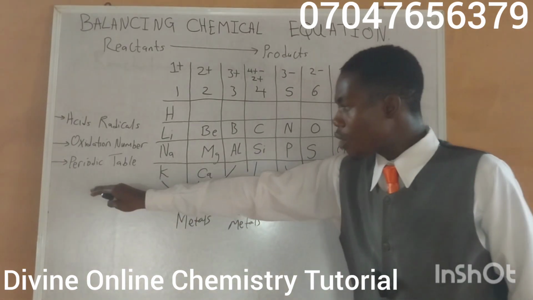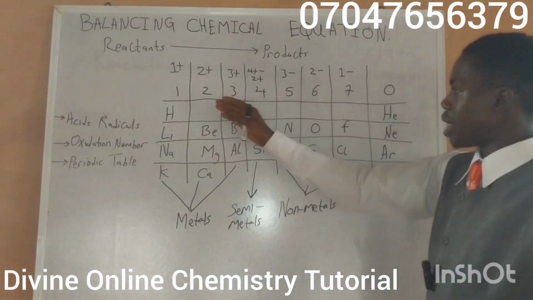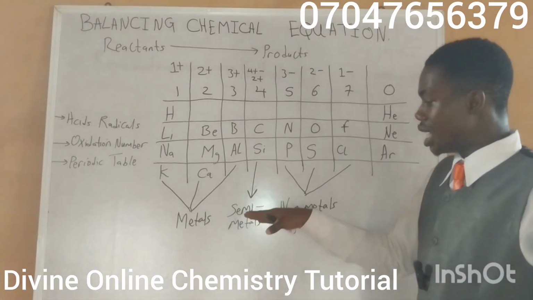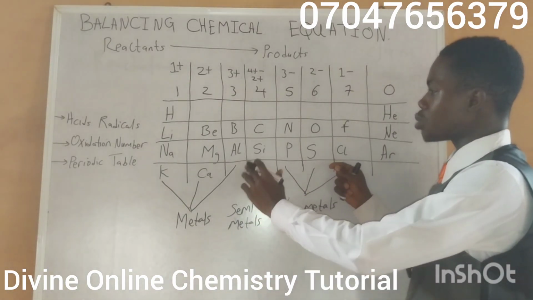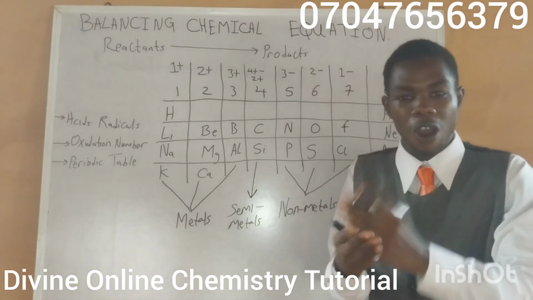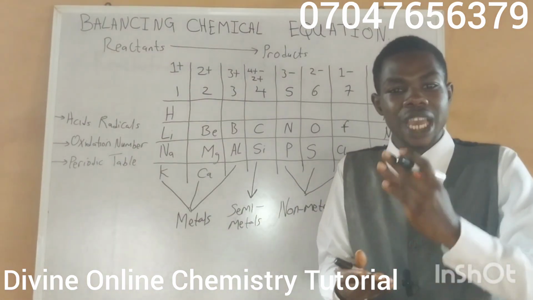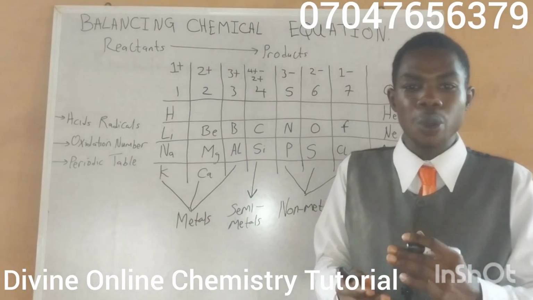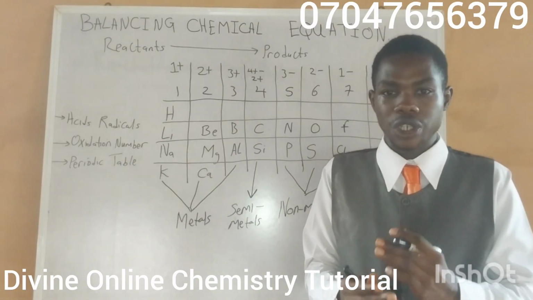So we have also talked about the periodic table. We talked about elements in the periodic table. We talked about metals and non-metals. We also talked about semi-metals. So these are some of the terms that we need to have an idea of before even talking about balancing of chemical equations. So from there, let's talk about the principle of balancing of chemical equations.